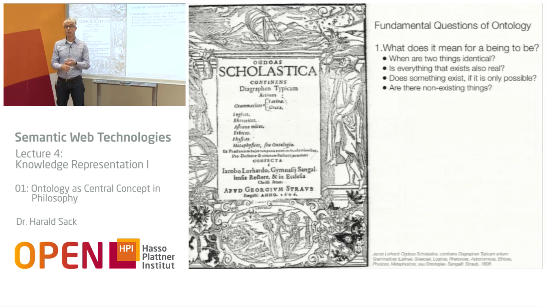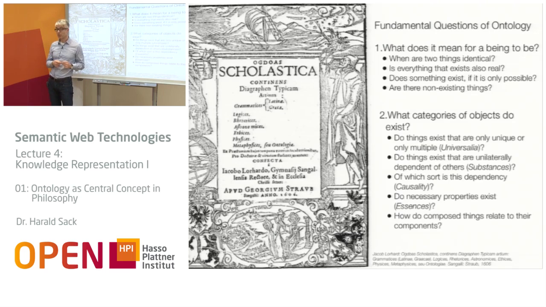First fundamental question: what does it mean for a being to be? This sounds quite funny or quite strange, but there are several related questions that are quite common. For example, when are two things identical? When can two things be considered to be the same? Is everything that exists also real? Does something exist that is only possible? And on the other hand, are there really things that don't exist? Is this a possible concept? So these are questions that ontology was dealing with on the one hand.